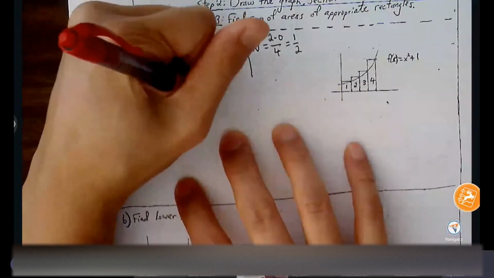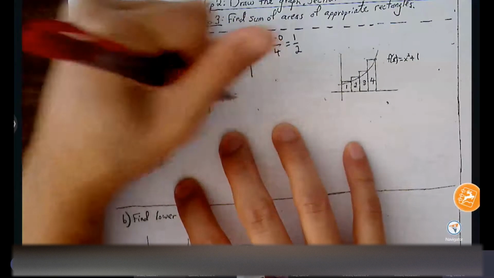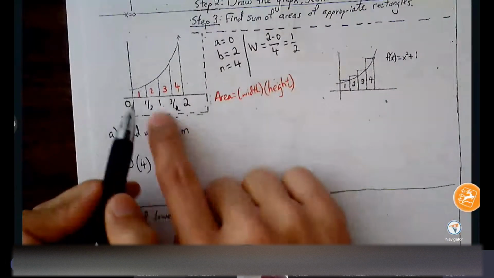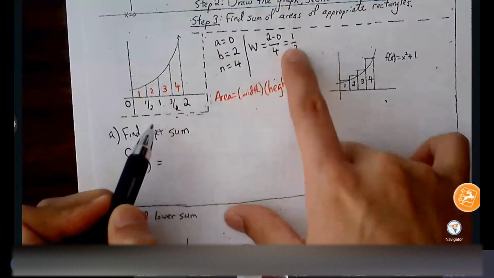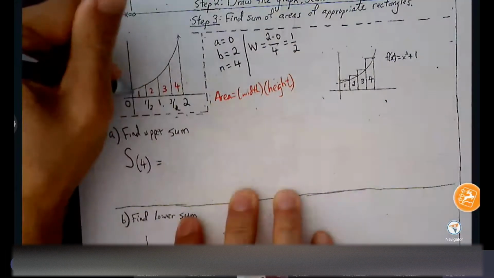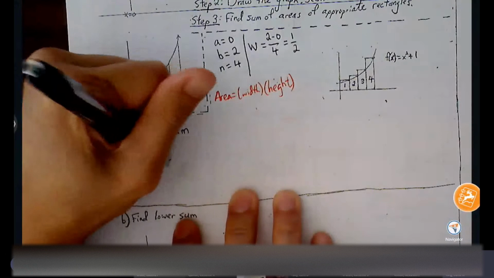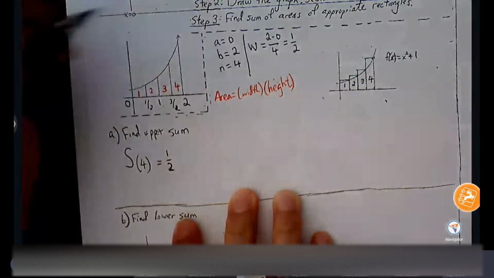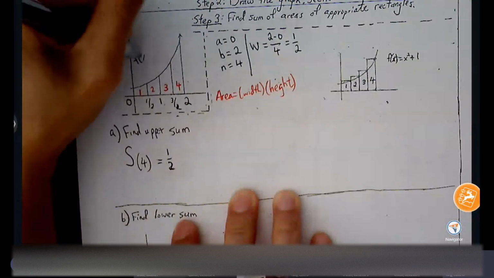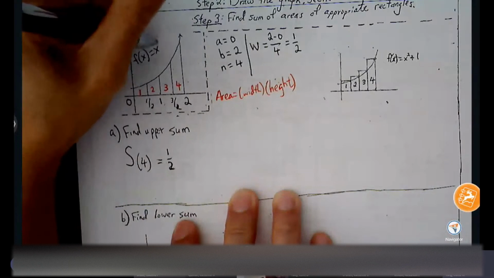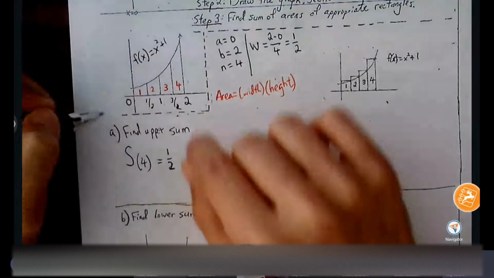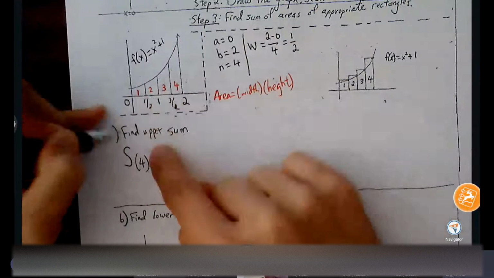Now, all of these are rectangles, right? So just to remind us, the area of a rectangle is width times height. We see that the width of each rectangle is going to be 1/2. We found that. So for my first rectangle, I know my width is going to be 1/2. My height, I'll be using the function to determine the height. But right now, I'm going to leave it in function notation. So I'm doing an upper sum first.